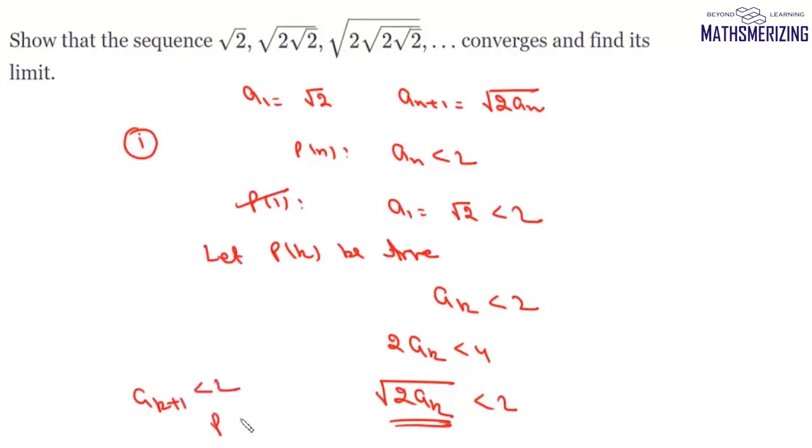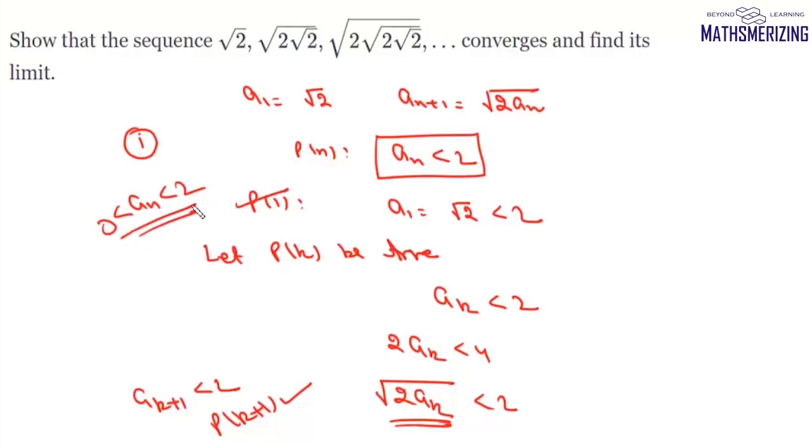That means P(k+1) is true. So from induction we can say that a(n) is less than 2, and a(n) is greater than 0 but less than 2, that is, the sequence is a bounded sequence.